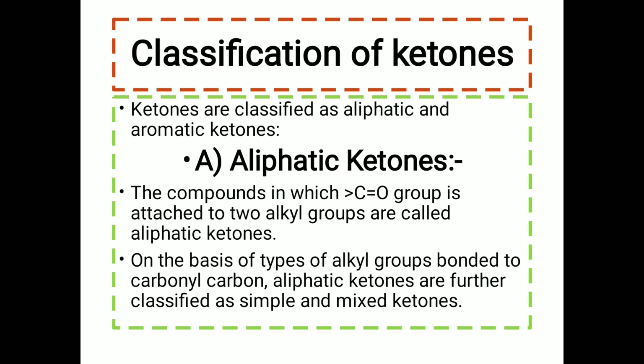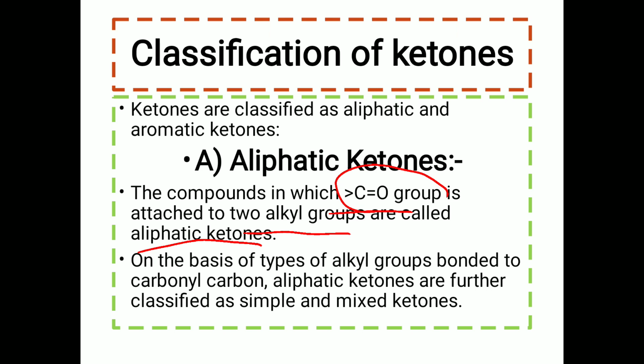Now next is the classification of the ketones. The ketones are classified mainly into two types, that is aliphatic ketones and aromatic ketones. First of all, we see what is meant by aliphatic ketones. The compounds in which the carbonyl group, that is the C double bond O group, is attached to two alkyl groups are called aliphatic ketones.